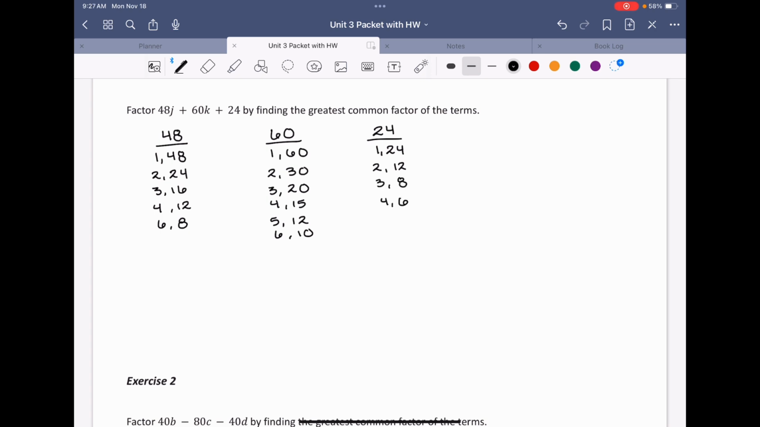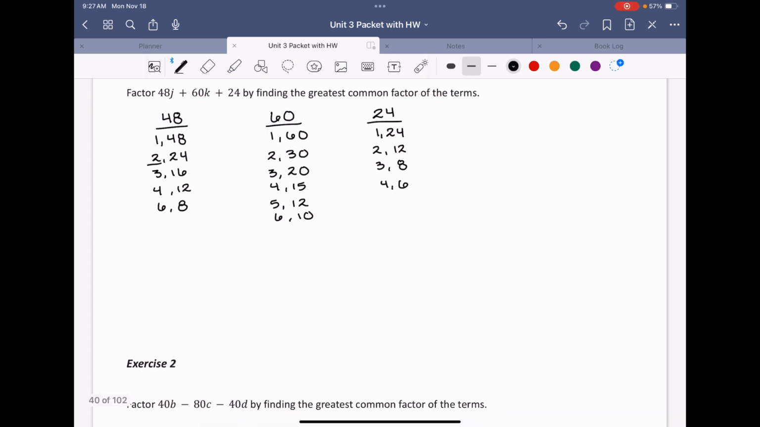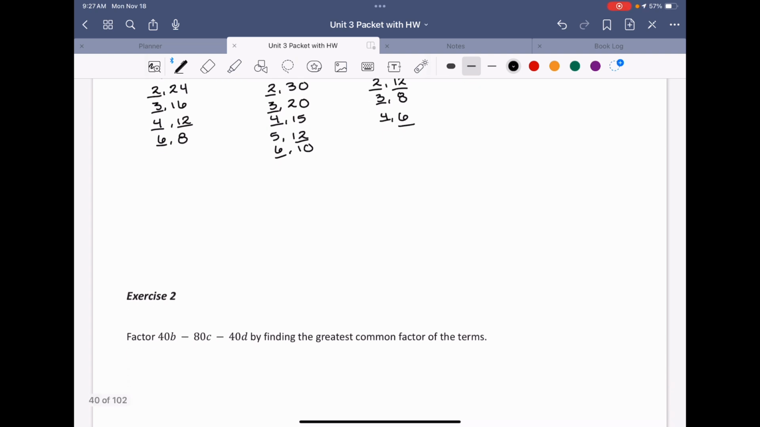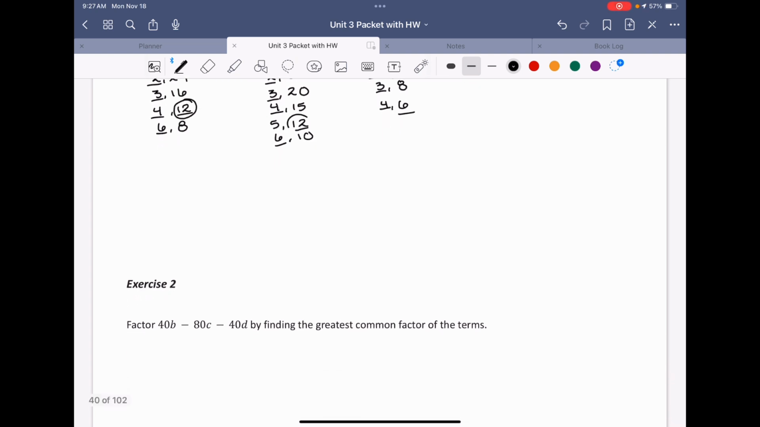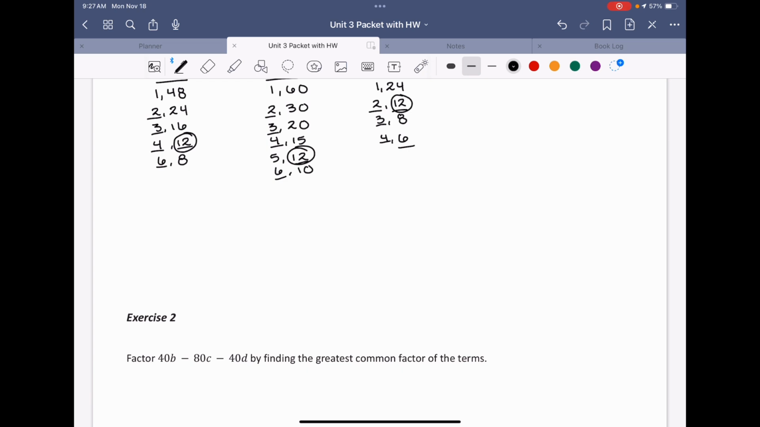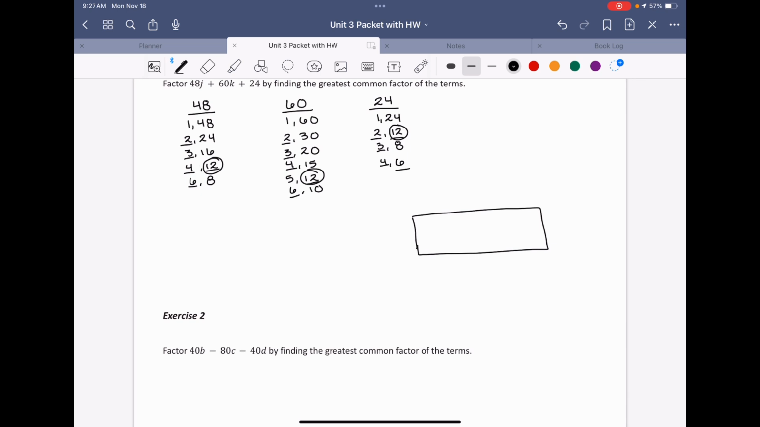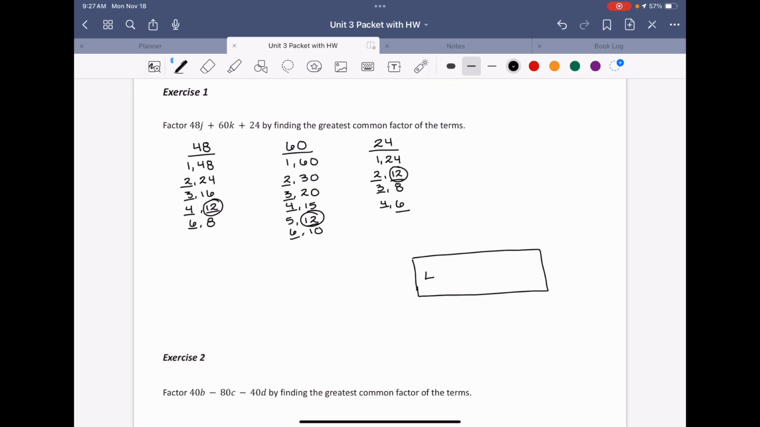So I'm going to underline my like terms: 2, 3, 12, 4, 6. And I'm going to circle my largest factor, which will be 12. I'm going to draw my rectangular array, and put the expression on the inside: 48j plus 60k plus 24.